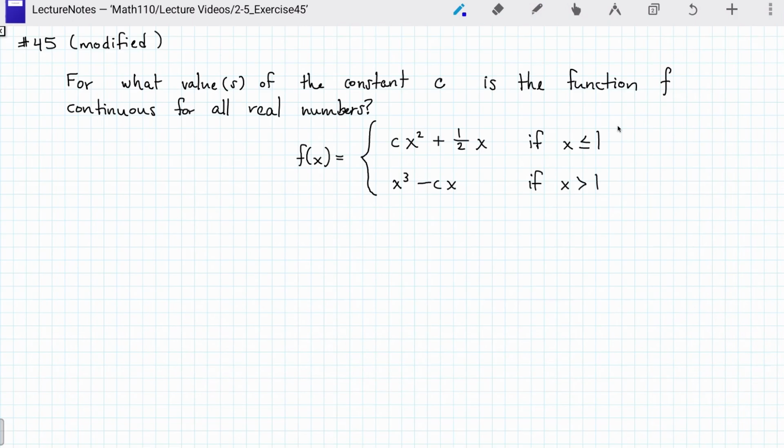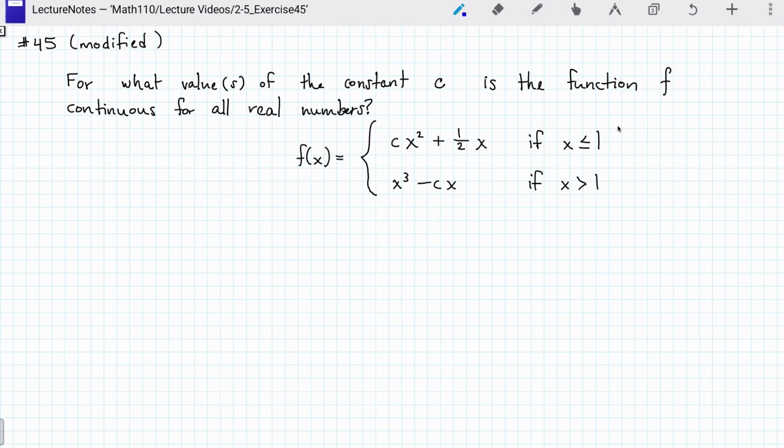Okay, we're looking at this problem, which is: for what values of the constant c is this piecewise function f continuous for all real numbers? Taking a look at this piecewise function, it is defined by polynomial functions to the left of 1 and to the right of 1. So that means it must be continuous at every real number except possibly at 1.